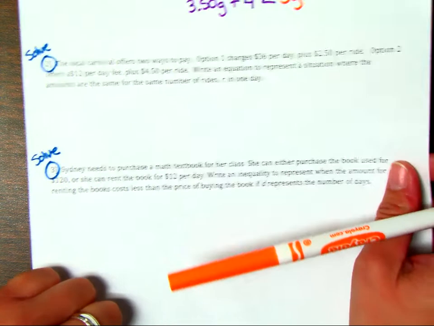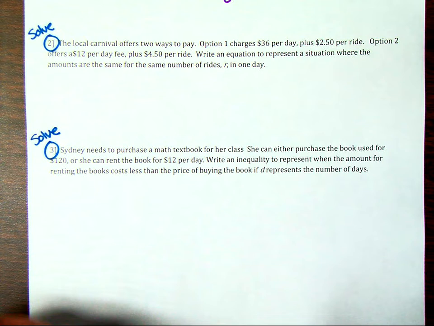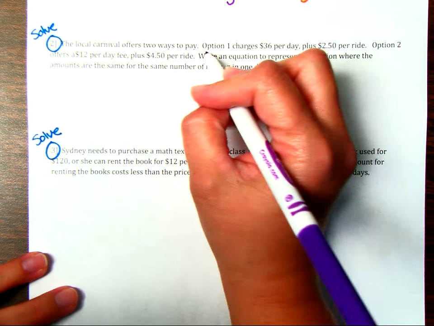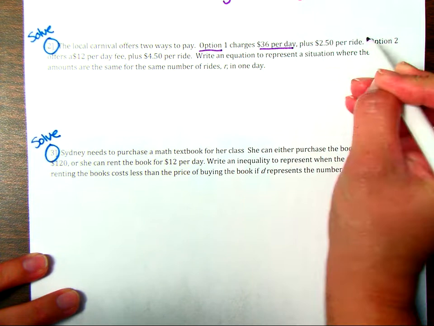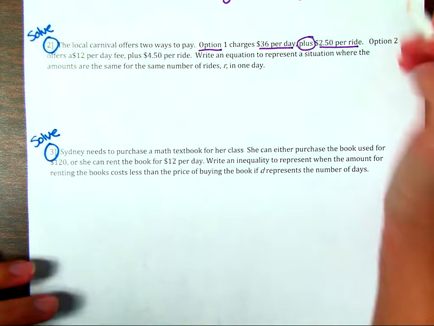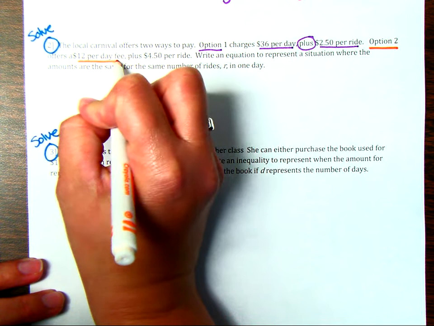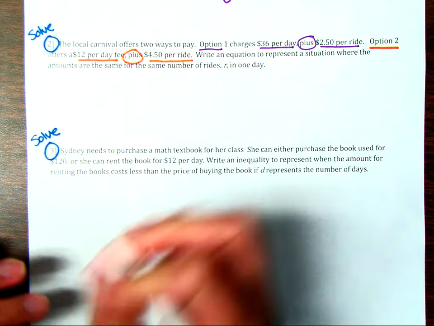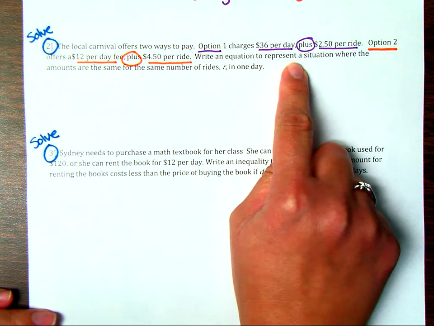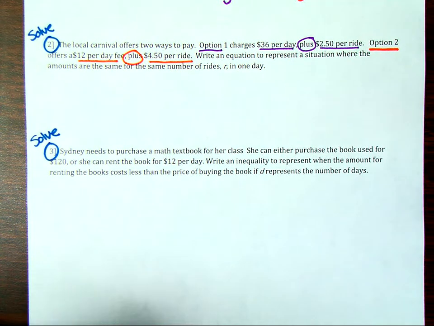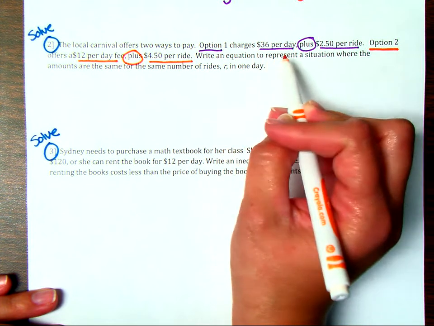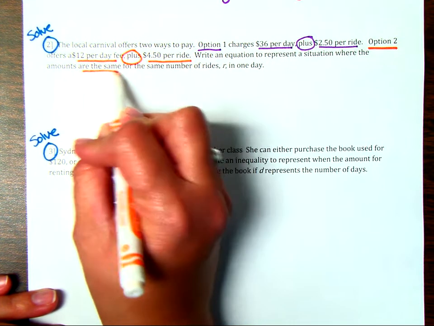All right, but the next 2 we are going to set up and solve them. So let's look and see what's happening here. It says the local carnival offers 2 ways to pay. Option 1 charges $36 per day plus $2.50 per ride, whereas option 2 offers a $12 per day plus $4.50 per ride. Write an equation, so they're already telling me to write an equation, to represent a situation where the amounts are the same. Even if it didn't have this word equation, if it said represent a situation where they are the same, that helps you out to know they're equal.